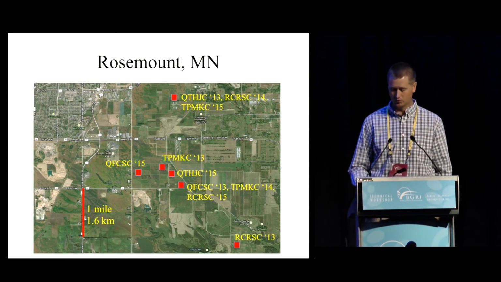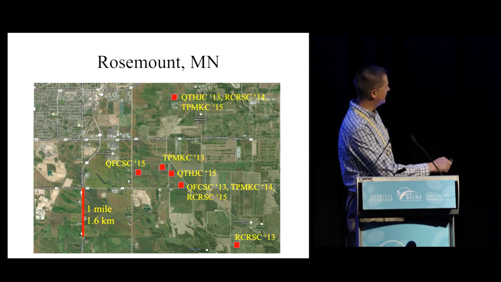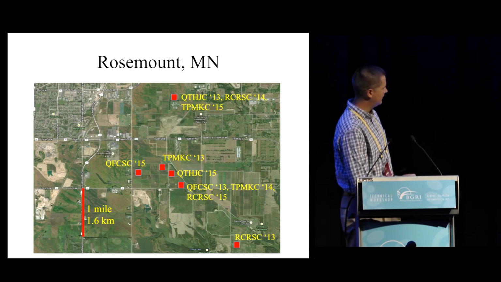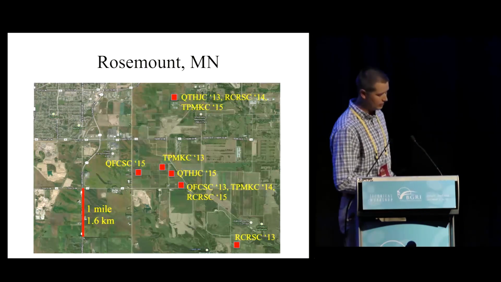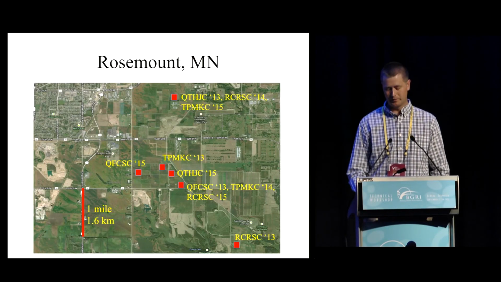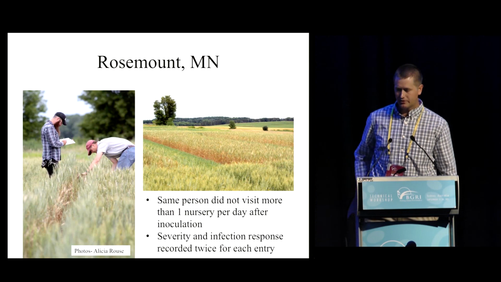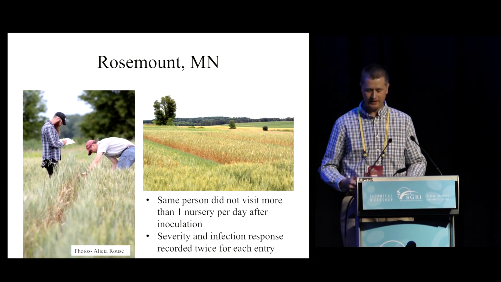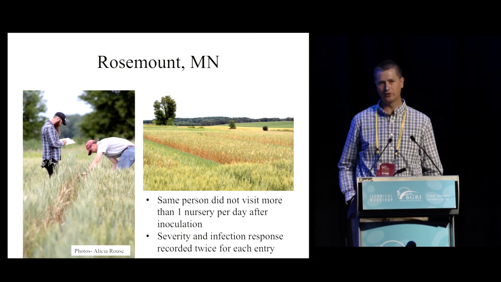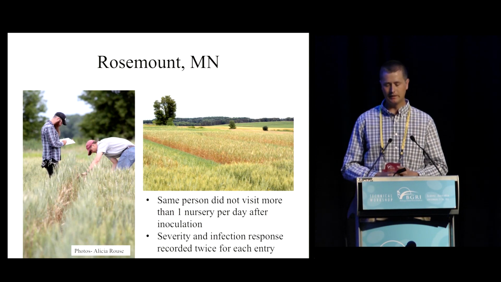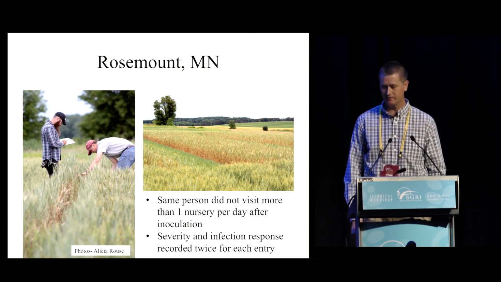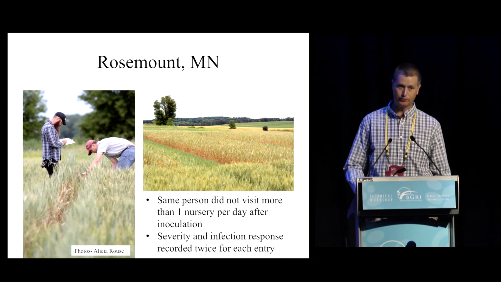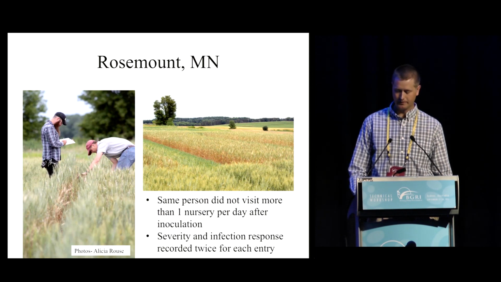races. And so Rosemont, Minnesota, you can see the edge of the city here. The nurseries are at the University of Minnesota station at Rosemont, and in any given year, the nurseries are each spaced at least 500 meters from each other. Here's a couple pictures from those nurseries. What we did is we thought it was very important to try and maintain the purity of the infection in these nurseries. So the same person did not visit more than one nursery in any given day after inoculation. And then we recorded severity and infection response twice for every entry that was replicated twice in the nursery each year.